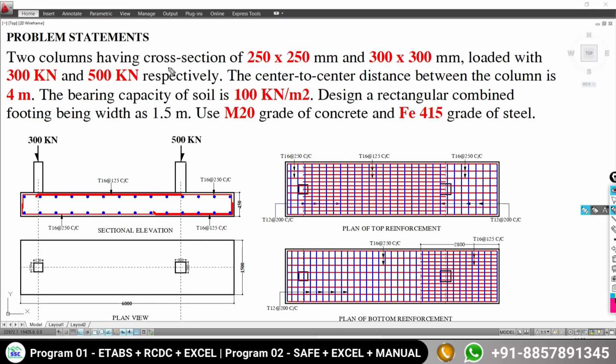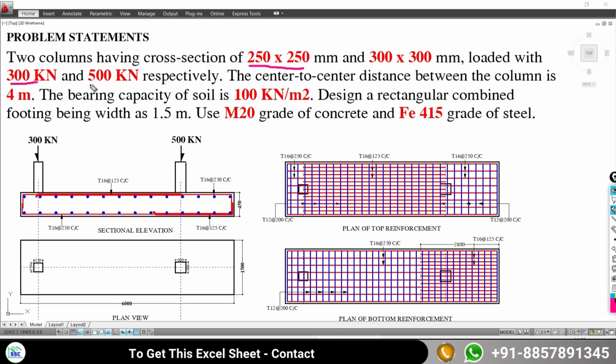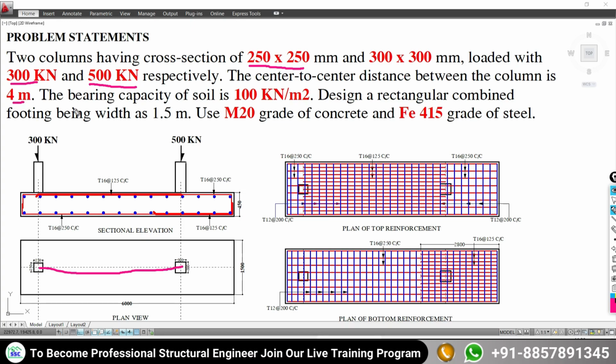There are two columns having the cross sections as 250 by 250 in mm and 300 by 300 in mm. They are subjected to loads of 300 kilonewton and 500 kilonewton respectively. The center to center distance between the two columns is 4 meter. The bearing capacity of the soil at the proposed land is 100 kilonewton per meter square. We have to design a combined foundation with the width fixed at 1.5 meter.